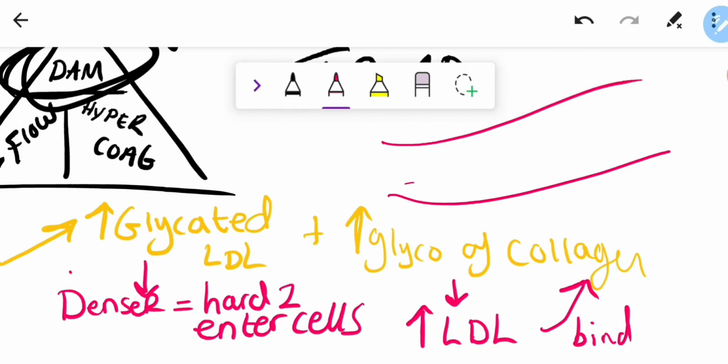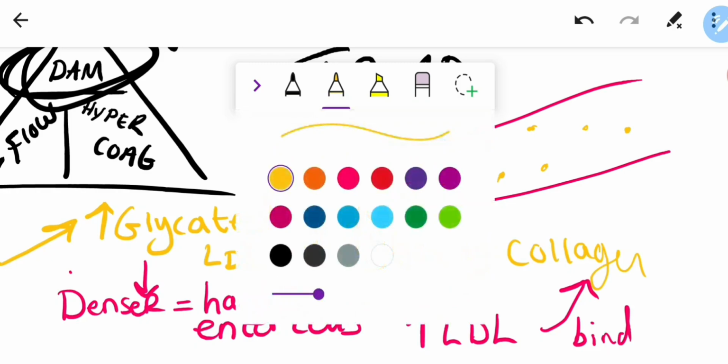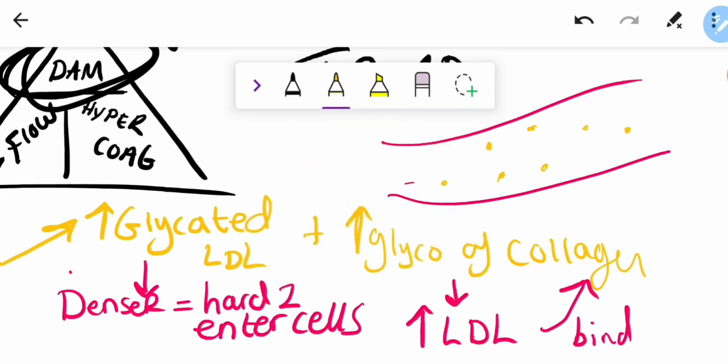So if we visualize, here are some fat globules, some lipoproteins. There's a lot more lipoproteins in the blood. And we have, I'll make it a bit bigger.